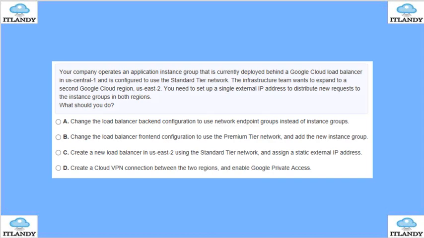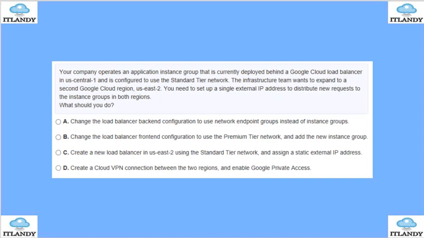Next, your company operates an application instance group that is currently deployed behind a Google Load Balancer in US Central 1, which is configured to use the Standard network tier. The infrastructure team wants to expand to a second region, like the East region or somewhere else, and you need to set up a single external IP address which distributes requests between these two regions. So basically, a traffic manager or load balancer with a single IP across two regions.